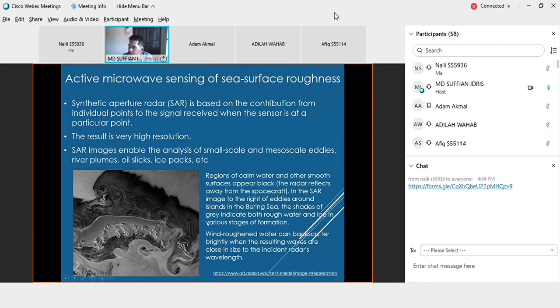So if we look here, this is from SAR, or synthetic aperture radar. The smooth area means that there is no current, it's a very weak current. And then wind roughened water scatters the radar brightly, when the resulting waves are tilted toward the radar. This is an example, you can see it's very detailed information about the surface ocean features.